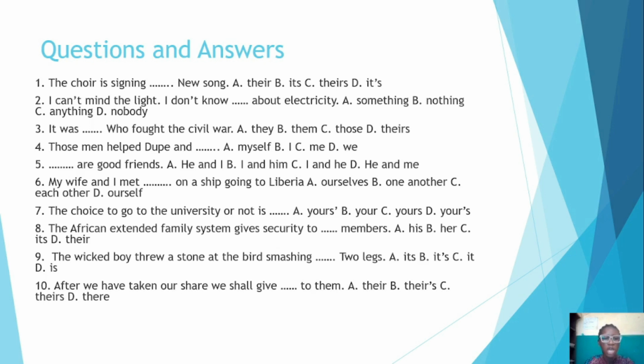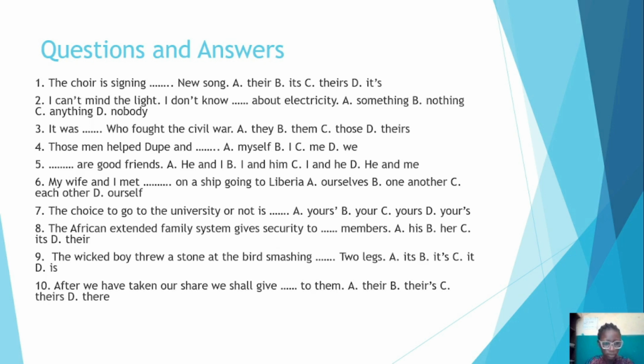Question 7. The choice to go to the university or not is dash. A, yours with an apostrophe. B, your. C, yours. D, your, an apostrophe and S. The correct option is option C. The choice to go to the university or not is yours. This is a possessive pronoun and it does not carry an apostrophe.